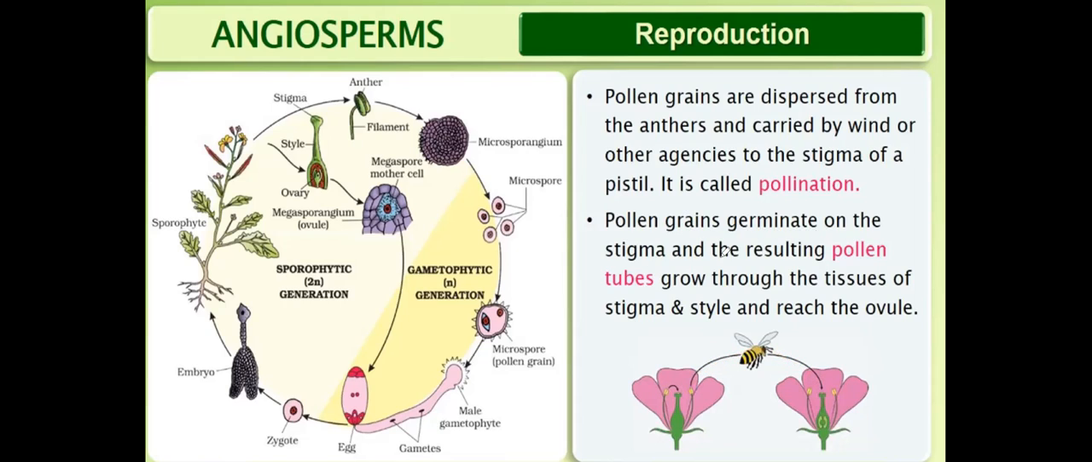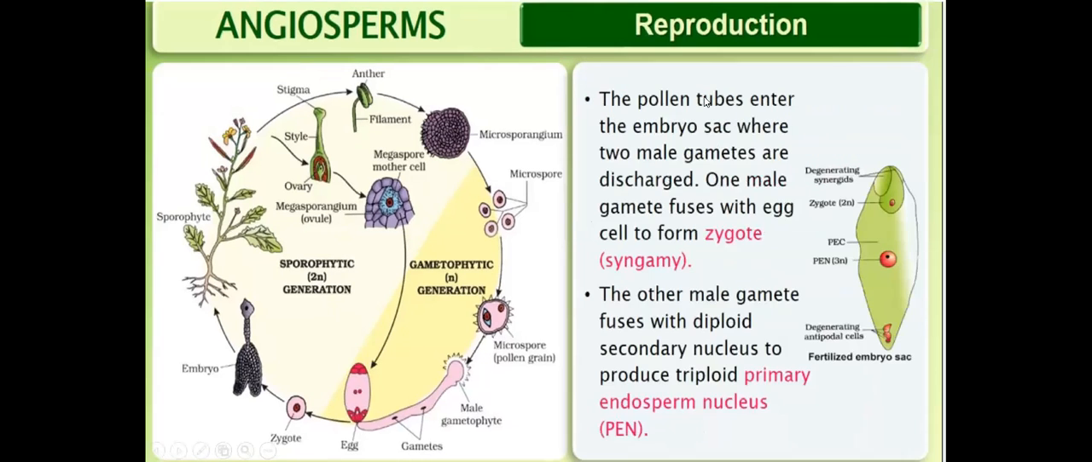Pollen grains germinate on the stigma. The pollen grain will germinate on the stigma, and the resulting pollen tube grows through the tissues of the stigma and style and reaches the ovule. It will go through the stigma, style, and ultimately will reach the what? Ovule. Then there will be formation of zygote.